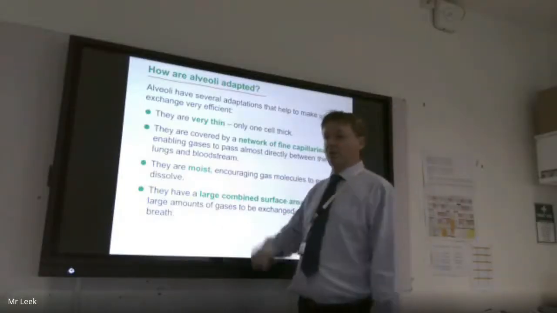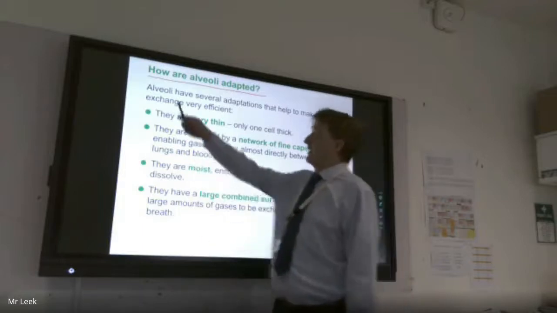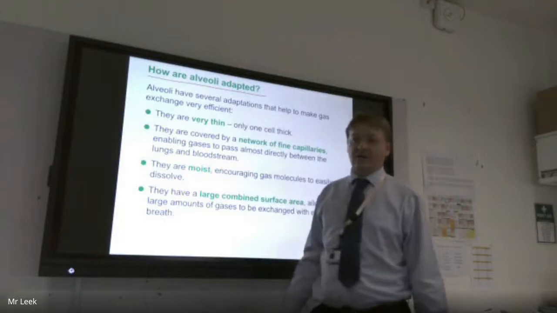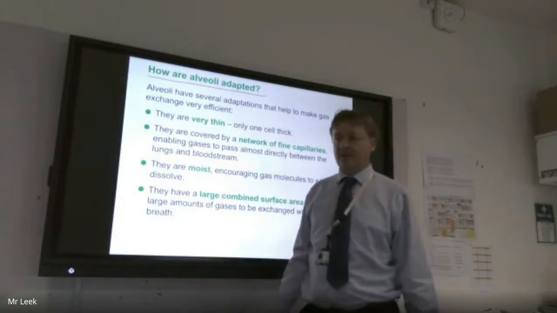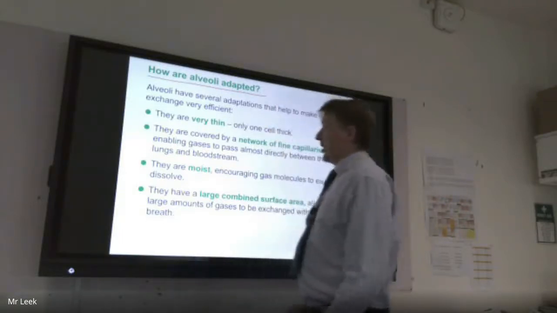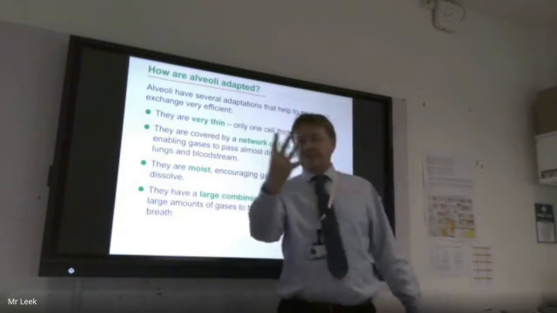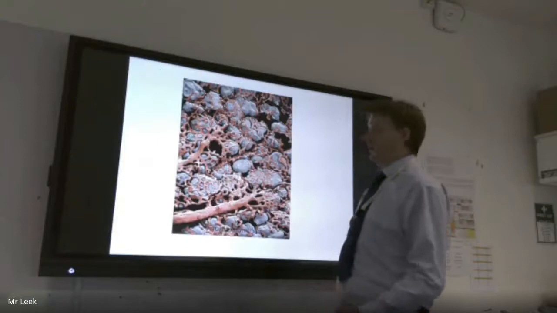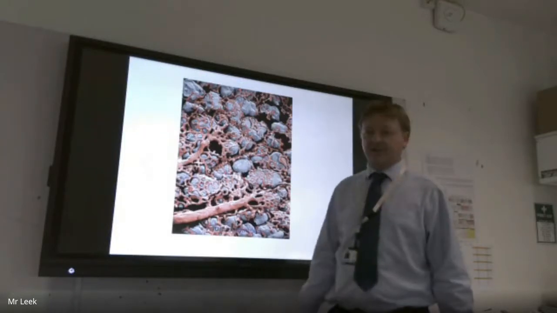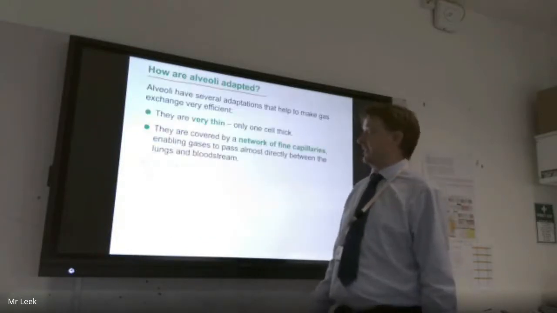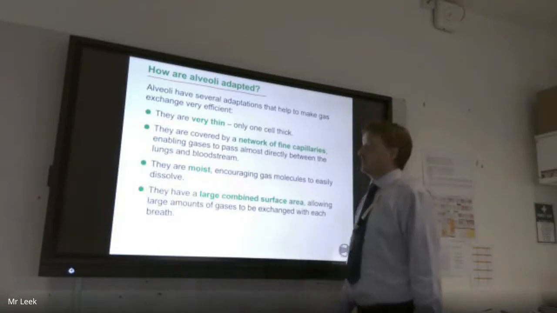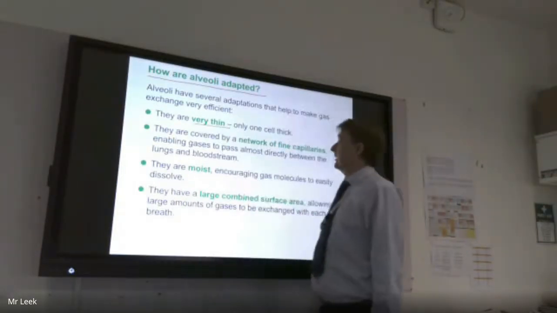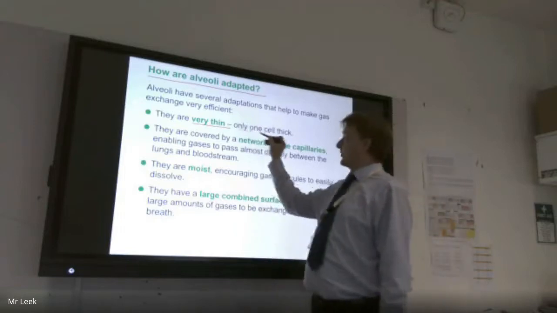Okay, now, what you're going to have to do is, there in your exercise book is the title, which is how our alveoli are adapted. There are 4 ways in which the alveoli that we've just looked at are adapted so that they can do diffusion better. And this will be a 4-mark question in your exam. Number 1 is they are very thin. So they are literally 1 cell thick.